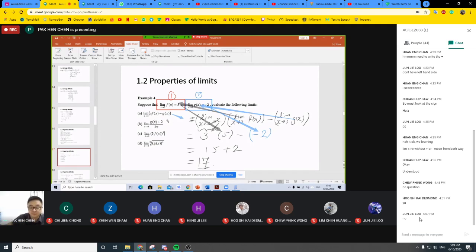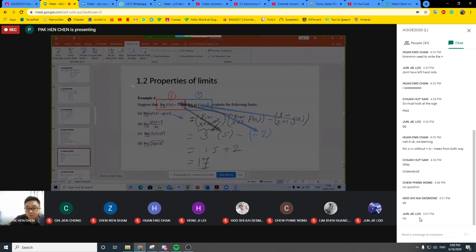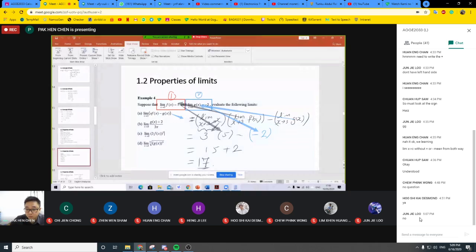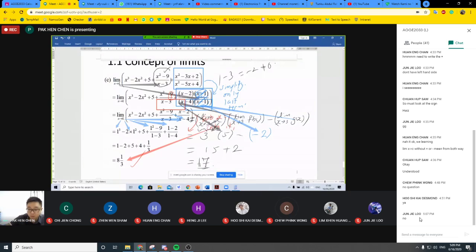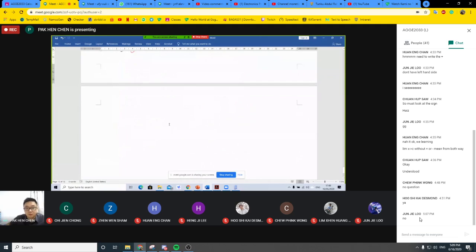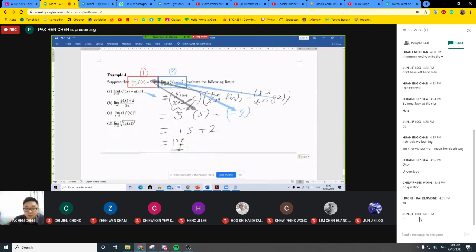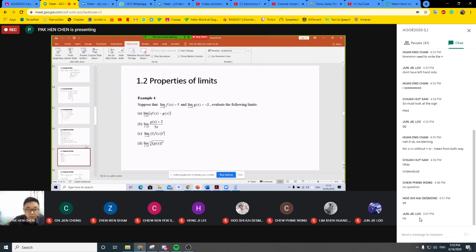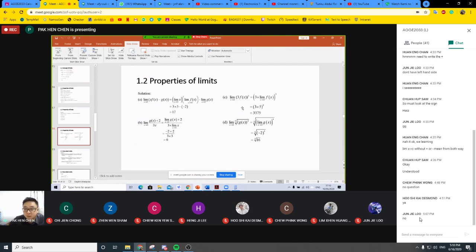Understand? Anyone can follow? Understood. Okay. You have to make sure you have this step to show me that you have split them to find those limits separately. Then only we do the substitution. It will be the same for B, C, and D as well.